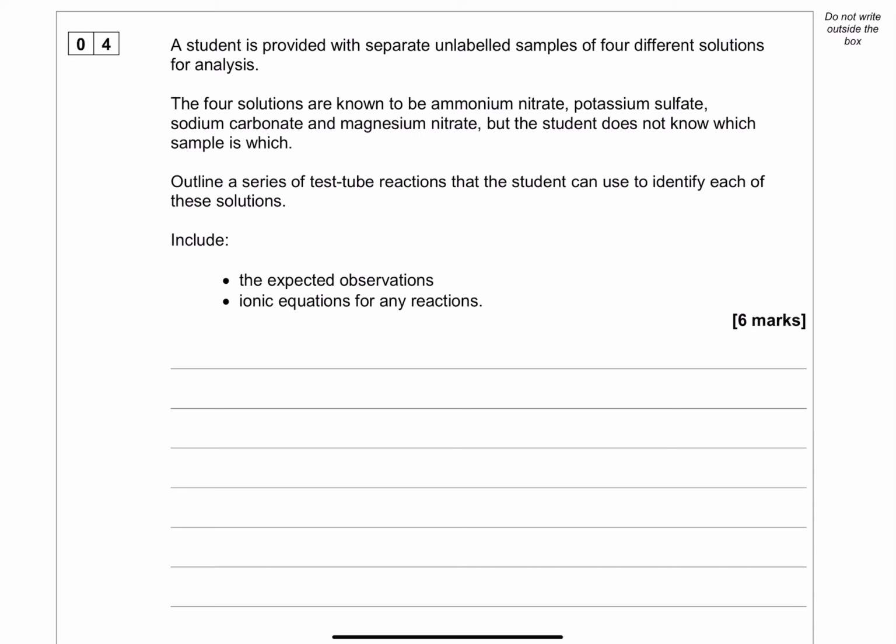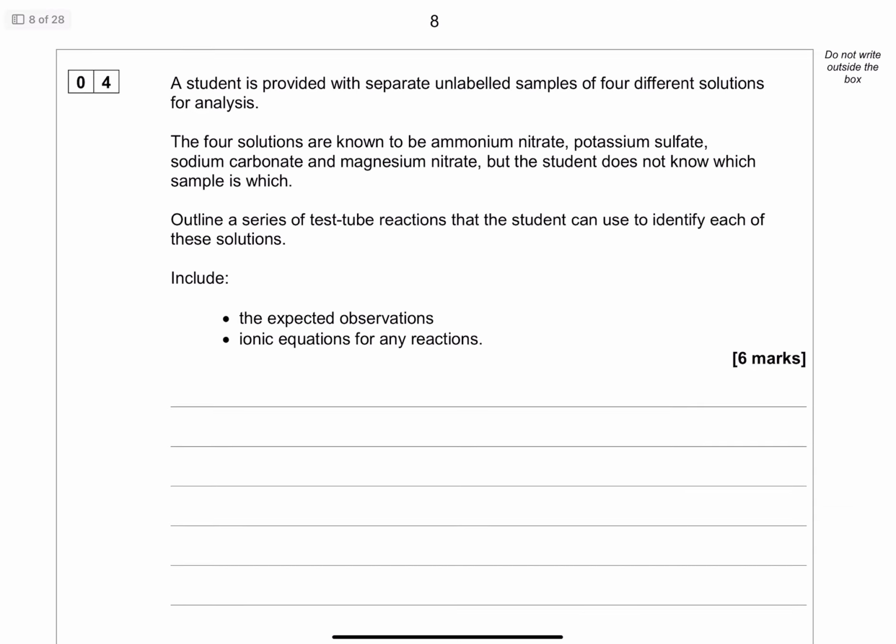So a thing that we would need to bear in mind here is that we don't know the tests for some of these ions, but we do know the test for an ammonium ion. We know the test for a sulfate ion. We know the test for a carbonate ion, and we know the test for a magnesium ion, but we don't know a test for nitrate, potassium, sodium. So we're looking to do the tests for each of these different things, and then see what we can find out.